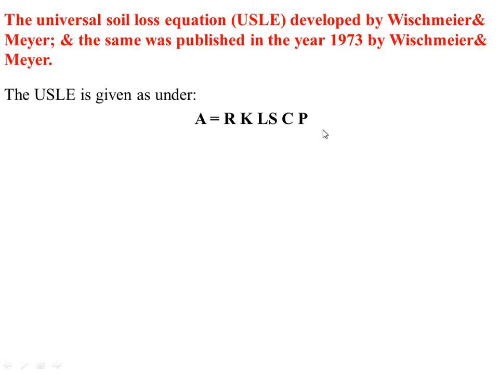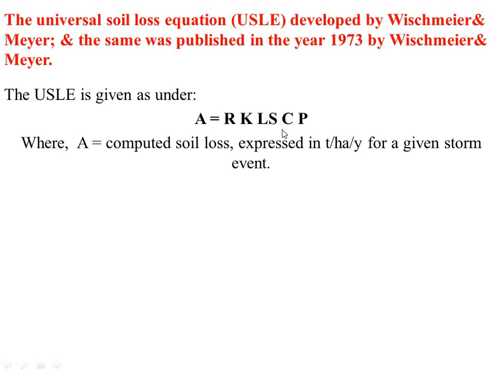RKLSCP. Just remember these terms: RKLS kept together, and CP. So this is the equation which is referred to as USLE: A equals RKLSCP. USLE is a fundamental thing of soil and water conservation engineering. So it is expected that if you say to somebody that you have read this course, you will at least know the universal soil loss equation. That is why my request is that please do remember and do understand this universal soil loss equation. So just to repeat, A equals RKLSCP is the universal soil loss equation.